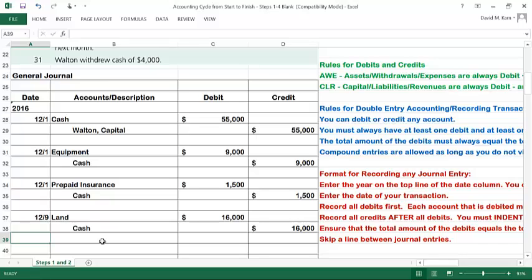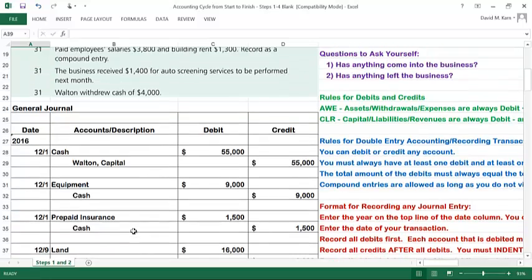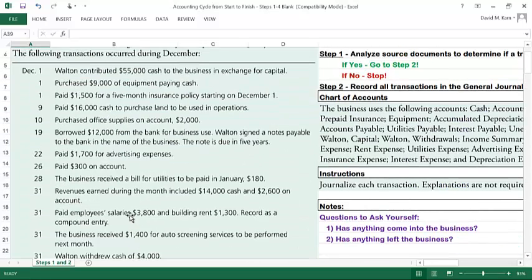Again, we can debit or credit any account. We just know that once we get to the next step, which is step 3 of the accounting cycle, when we post these transactions to our general ledger T accounts, we can't have any abnormal balances. So we'll see how that plays out when we get to that step in the next video. All right, so let's see what we have next.